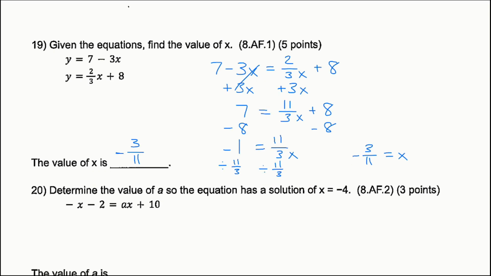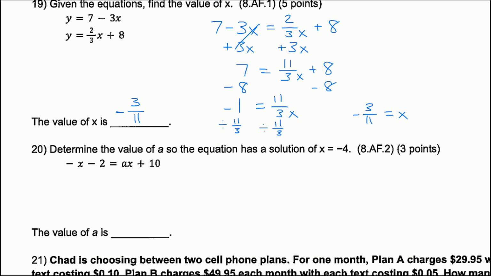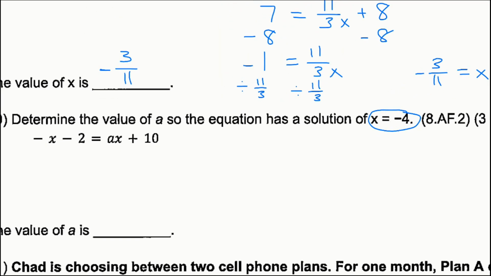All right. Determine the value of a so that the equation has a solution of x equals negative 4. Now that is going to be an interesting thing. So we've got negative x minus 2 equals ax plus 10. This was a weird one today. Keep in mind, our x is negative 4. So what we have is negative 4 minus 2 equals a times negative 4 plus 10.